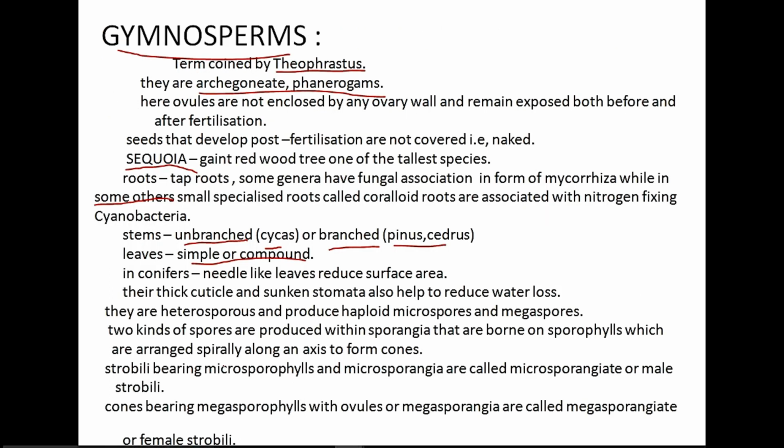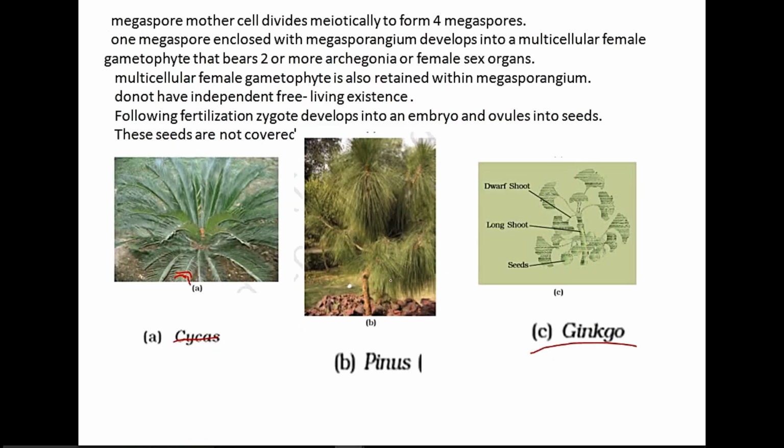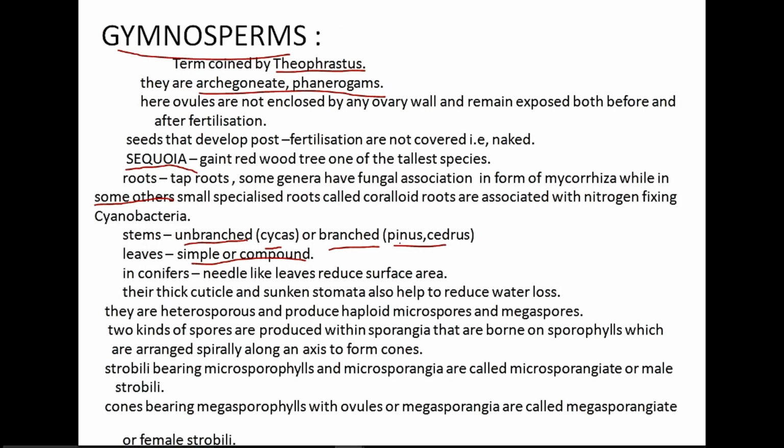So in conifers, needle-like leaves reduce surface area. Let me show you conifers. No, it's not present, but the example is pinus, like this, leaf-like, but they are not leaves. So they are needle-like, means when you go near that it will poke you, but not so hurting, but a little bit. So yeah, in conifers the needle-like leaves reduce the surface area, and their thick cuticle and sunken stomata also help to reduce water loss.